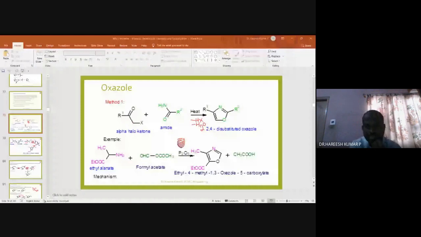That means hydrogen chloride, hydrogen bromide, hydrogen iodide, hydrogen fluoride. All these compounds are called HX, and it's a simple molecule. So that means it's a condensation reaction. So what we can say, alpha halo ketone, when it reacts with amide, undergoes condensation reaction on heating and gives oxazole. So let's look into the mechanistic part.